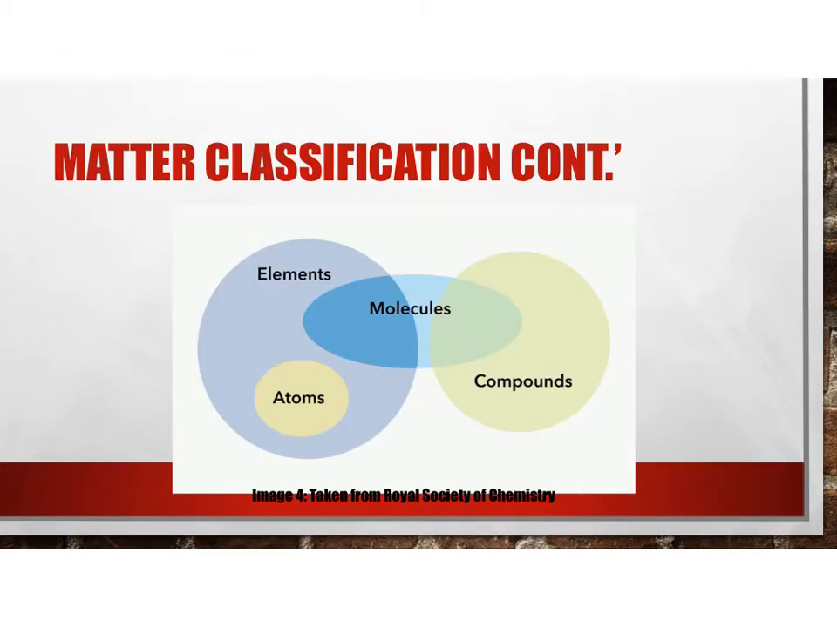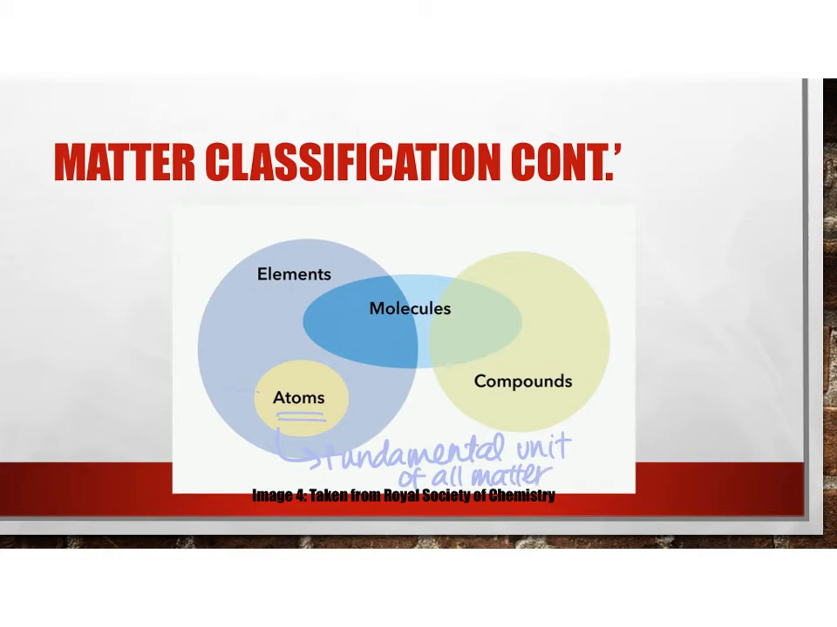All right, so matter classification continued. These are some other terms that you'll want to be familiar with. Let's start with the simplest term, and that's an atom. An atom is the fundamental unit of all matter. It contains a particular number of protons, usually a certain number of neutrons, and a certain number of electrons, depending on what type of element you are looking at, what element that atom is. So the atom, again, is the fundamental unit of all matter.